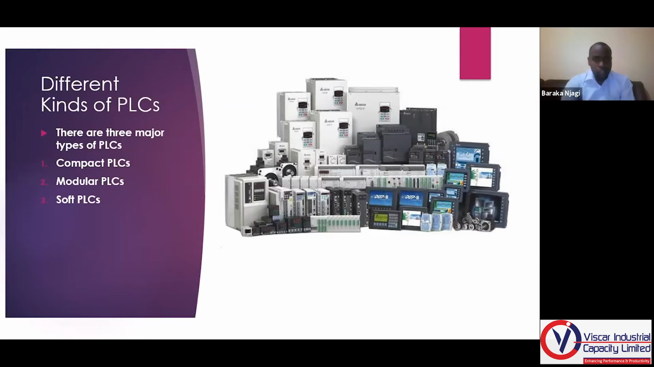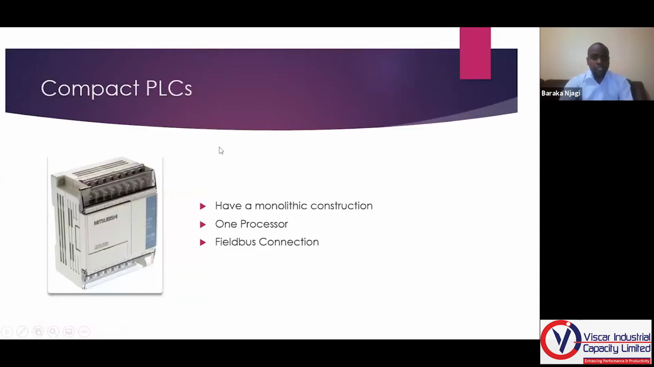So the first one, as we have said, is compact PLCs. And this is an example of how they look. As you can see, they have a monolithic construction. By monolithic, I mean everything is in one compact unit. So they have the inputs in there, the outputs in there, the CPU in there, the communication protocol in there, everything is there. What I've written there is that there is one processor for it. And the most common communication module is fieldbus. That is what you'll find in most compact PLCs. We'll look at communication a while later.